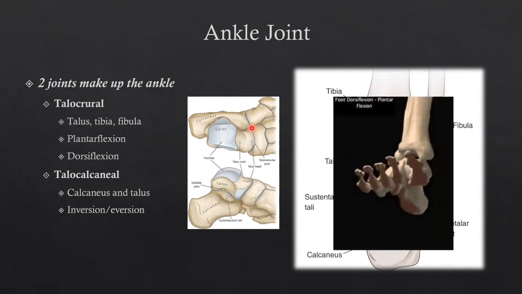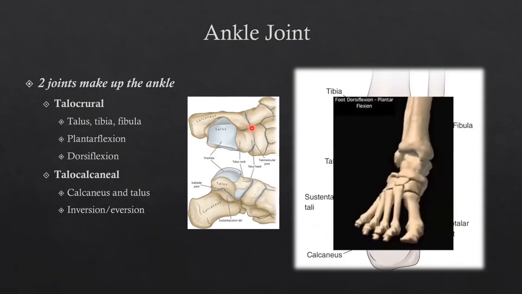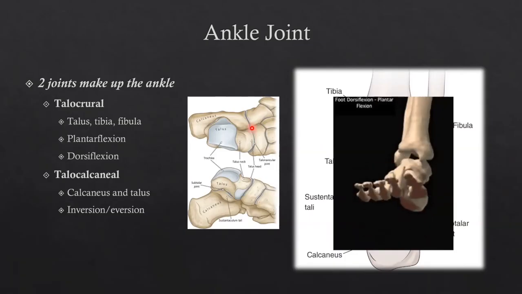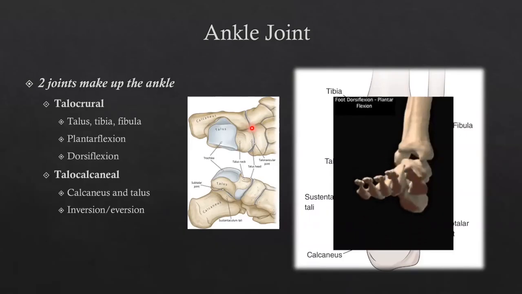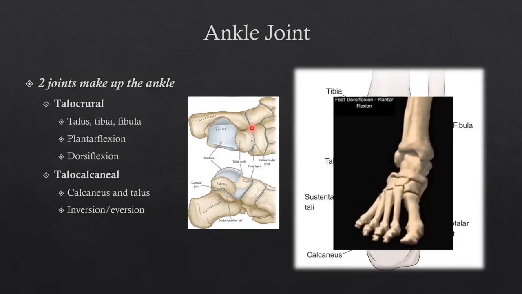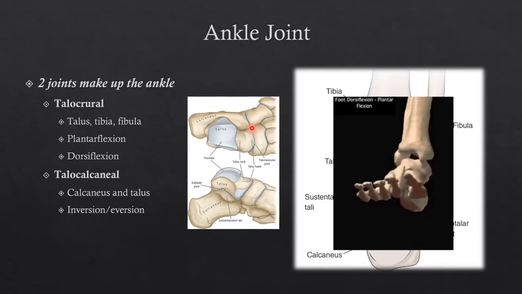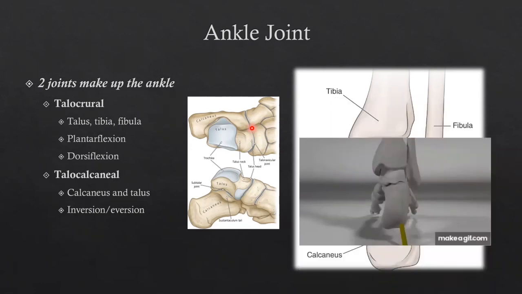We have our talocrural joint. Again, this would be the articulation between the talus, the tibia, and the fibula. We would consider this as our ankle joint proper. The ankle movements that are realized about the talocrural joint will be our plantar flexion and our dorsiflexion actions, as you see here in the image to your right.